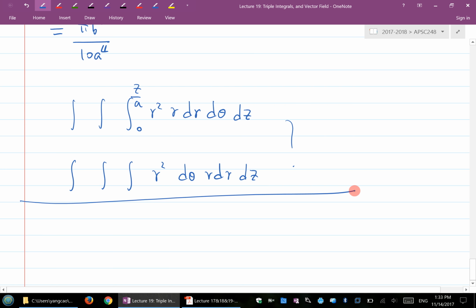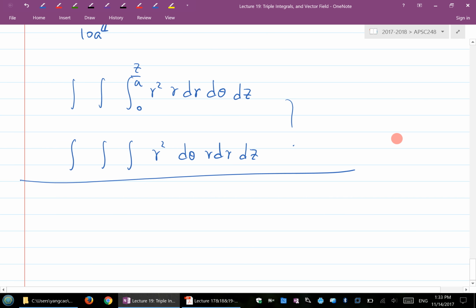Any questions? If no questions, that will be it for triple integrals. And then we're going to move on back to vector fields.